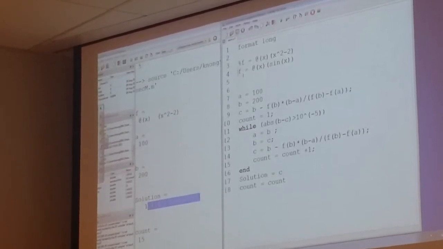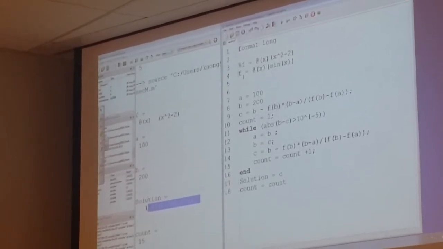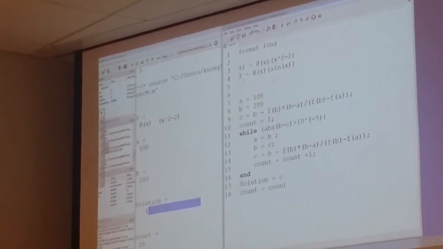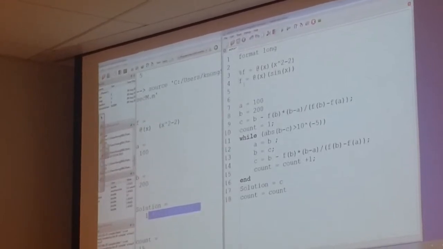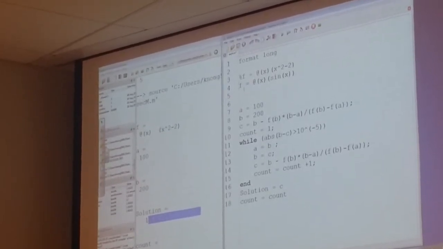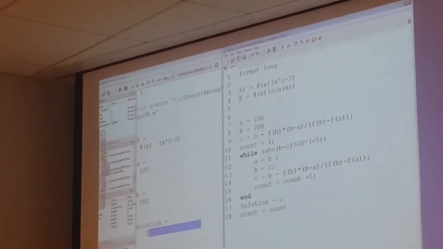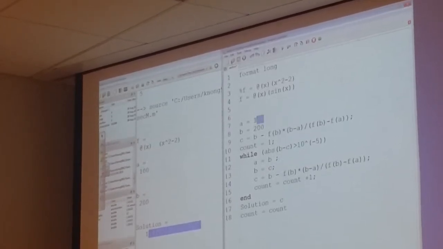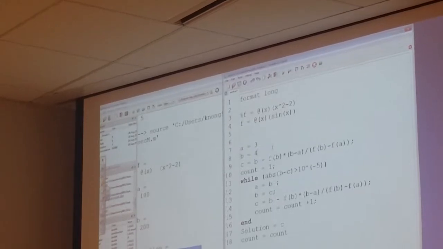Now let me ask you this, sine of what is 0? Sine of 0, right? What else? Pi also is 0. So pi is 3.14, yes? I'm going to get something around pi and I hope that the secant method will give me pi. If a is 3 and b is 4, let's see if it will give me pi.